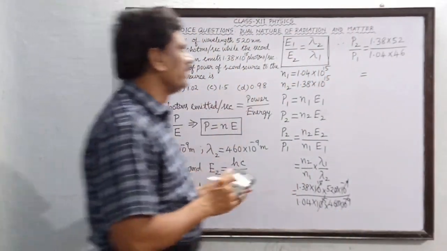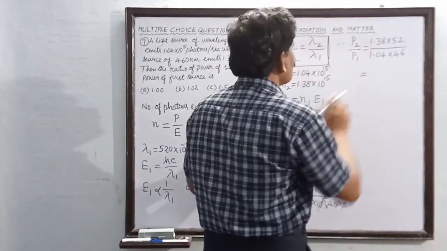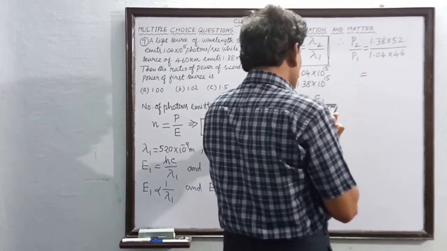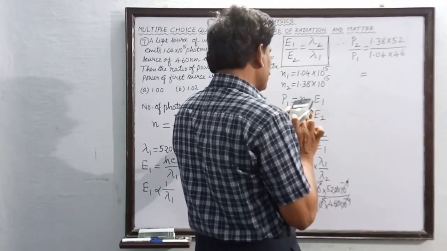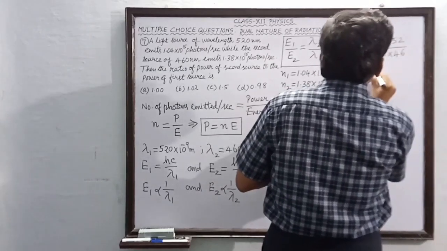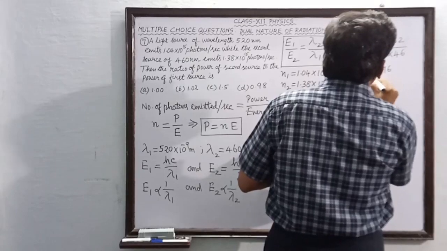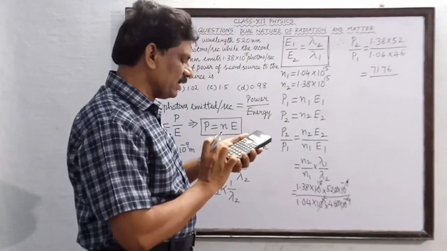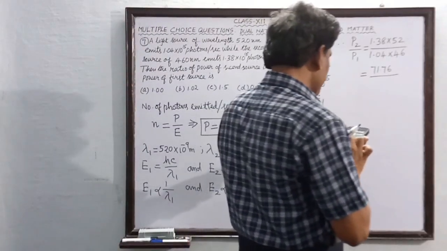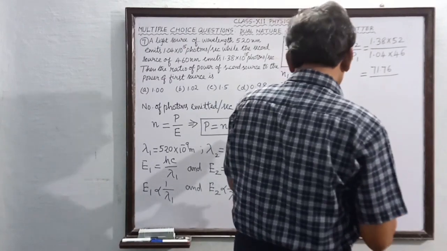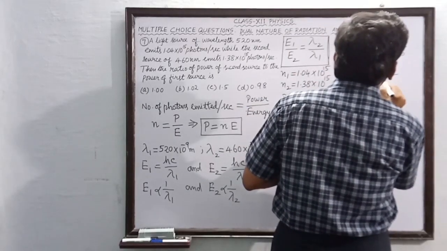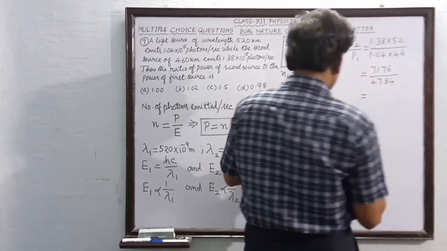If you find this ratio, what will be coming, I will check now with the calculator. So first of all, 1.38 multiplied by 52. Okay students, so this is 52 and that is equal to 71.76. So 71.76 is coming, divided by, similarly you calculate the denominator. Now you see here, 1.04 multiplied by 46, and that is now equal to 47.84. So this is 71.76 over 47.84.